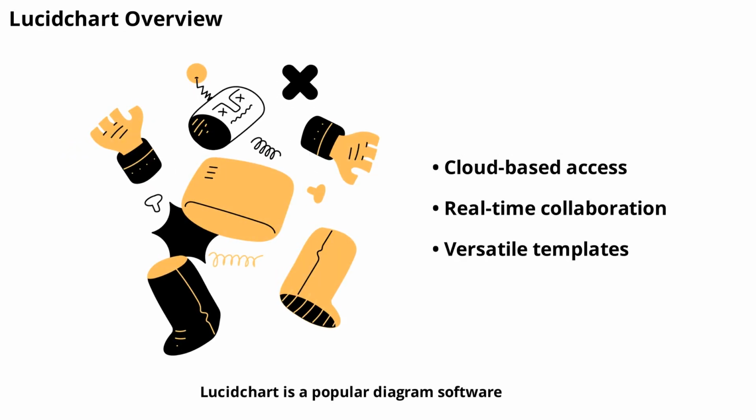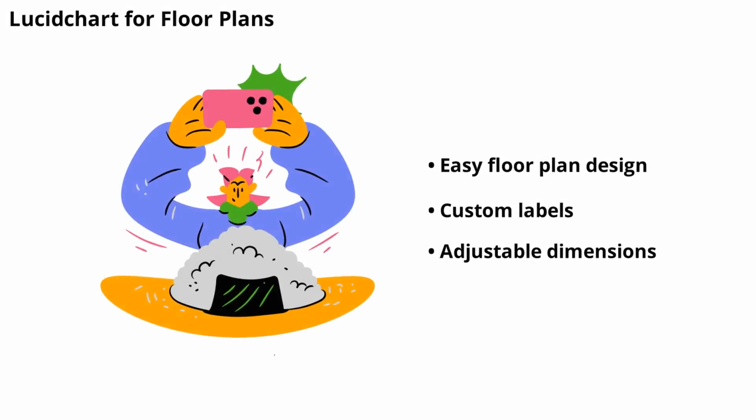Flowchart is a popular diagram software known for its intuitive interface and versatility. It allows you to create detailed floor plans, process diagrams, and organizational charts with ease. Flowchart's cloud-based platform means you can access your diagrams from anywhere, and its collaboration features let your team work together in real time. For restaurants, this means you can quickly update layouts or workflows as your needs change, keeping everyone on the same page.